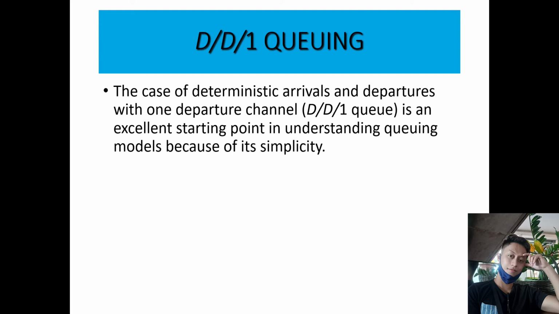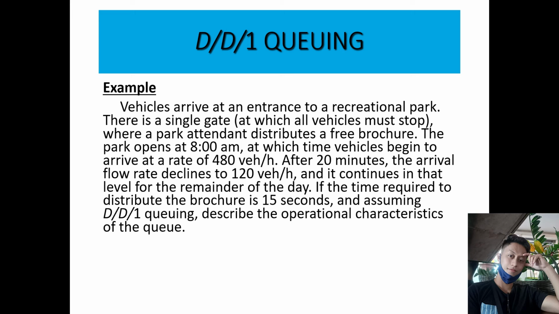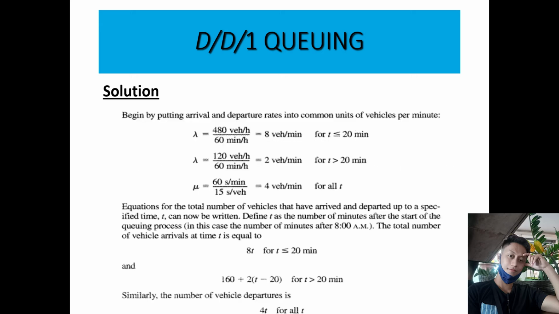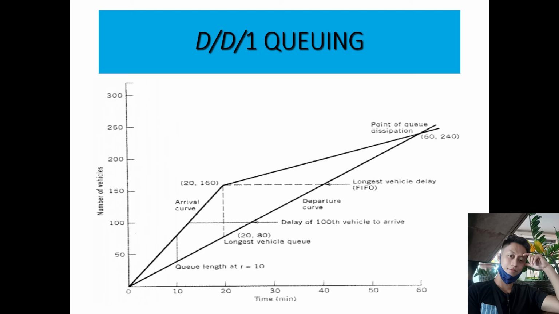So D/D/1 queuing is the case of deterministic arrivals and departures with one departure channel. The D/D/1 queue is an excellent starting point in understanding queuing models because of its simplicity. So we have an example, where vehicles arrive at an entrance to a recreational park, and so on. Here are the example questions, and the solutions.